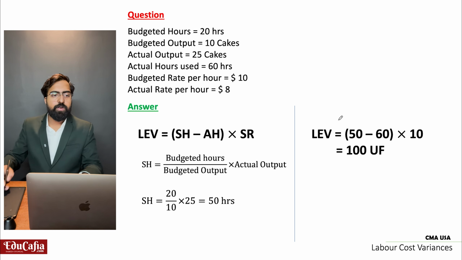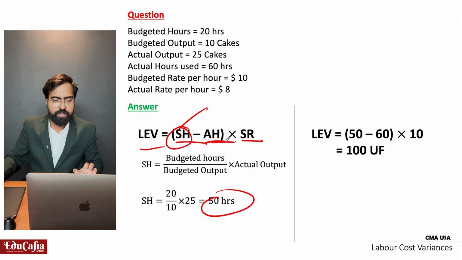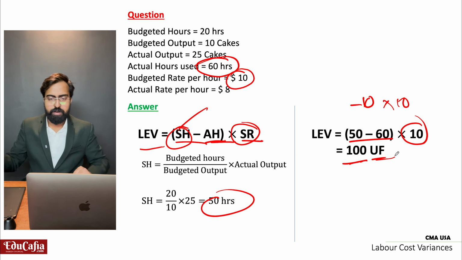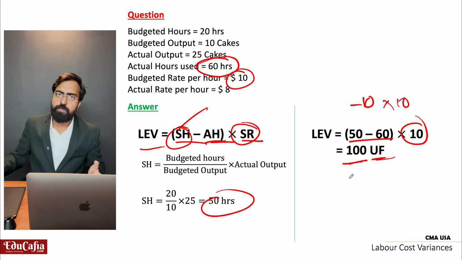You got it? So the question for that: LEV is equal to SH minus AH into SR. What is the standard hour? 15 hours, that we already calculated. What is our actual hours? 16 hours. So 15 minus 16, that is minus 1, into what is the rate? 10, I mean standard rate 10. So 10 into 1 is 10 unfavorable. If it is negative, unfavorable. If it is positive, favorable.